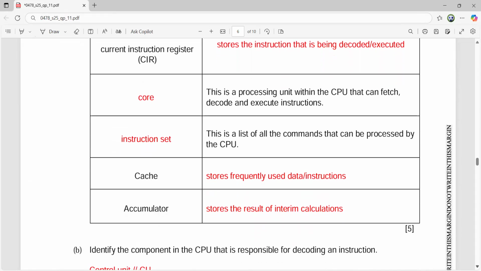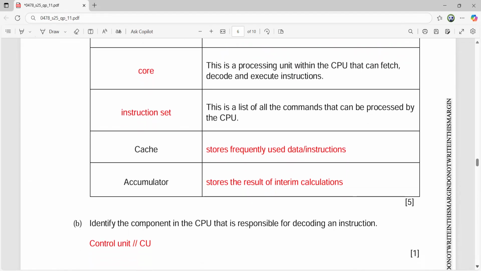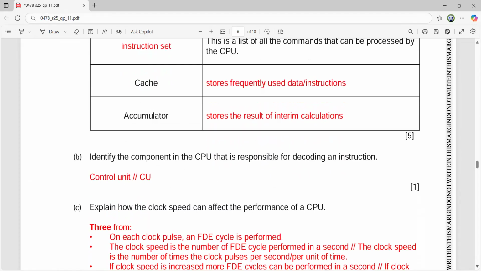So in this manner, if you have written the right definition or you have identified the right term, then 5 marks are yours. And please be very careful, because this topic is a little tricky. Try to understand it, try to have a very good grip of this topic, so you are able to score your marks. Fine. Now part B. Identify the component in the CPU that is responsible for decoding an instruction. That is either control unit or CU, and 1 mark is yours.